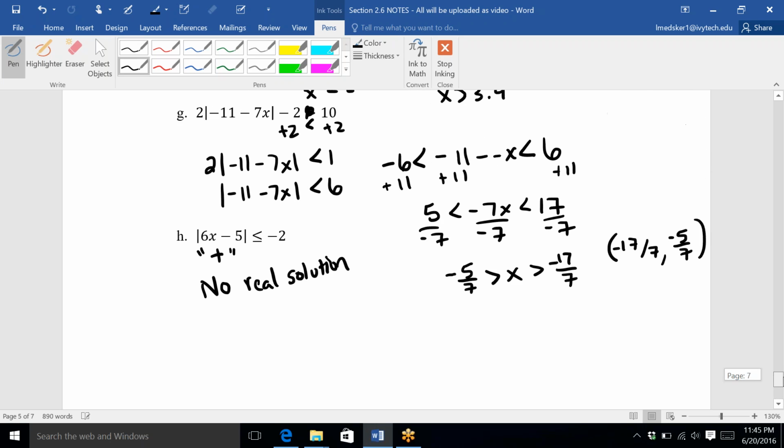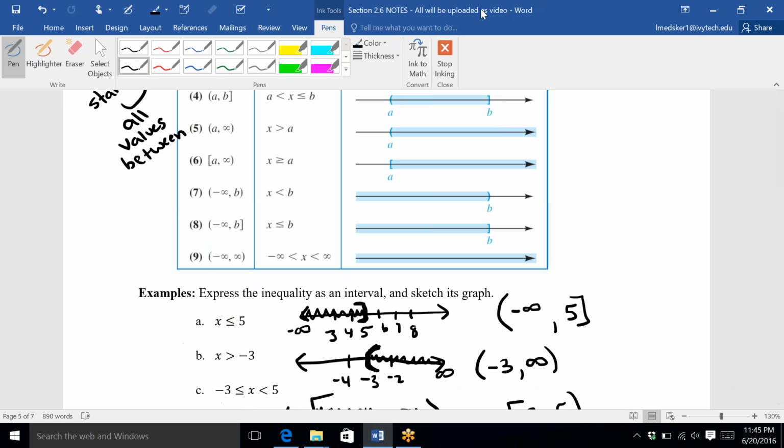And that's it. So that is all of the notes from 2.6.